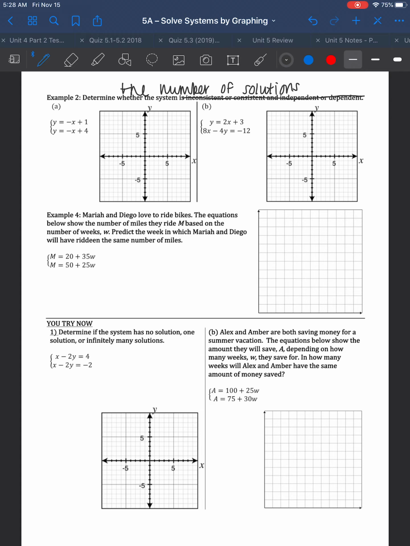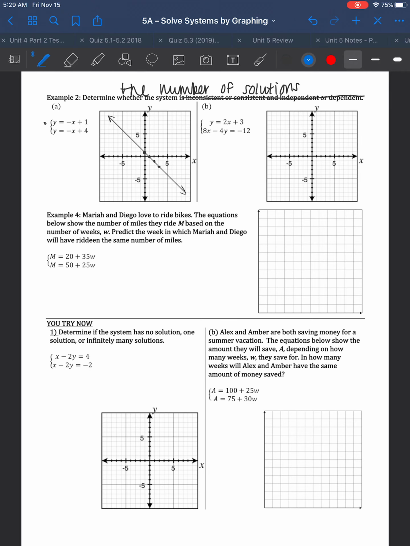With graphing we need to make sure we're solved for y first. Here I'm solved for y already, so I can just start graphing. For the first equation, my y-intercept is 1, and then I have a -1 slope. So I'm going down 1 over 1, down 1 over 1, down 1 over 1. Then I can connect those, and there's my line.